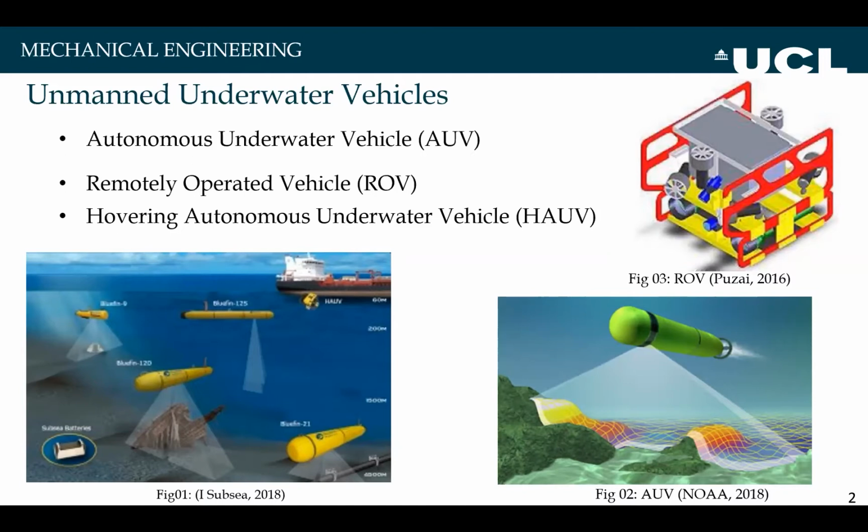The first one is the autonomous underwater vehicle, which is torpedo shaped, untethered, and fast in speed. It can cover a large area in less time, and it is pre-programmed, so autonomous. It is used in a lot of operations by the military and industrial fields, such as search and rescue operations, survey operations, as well as underwater inspections.